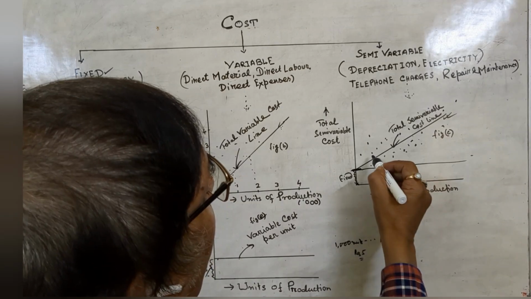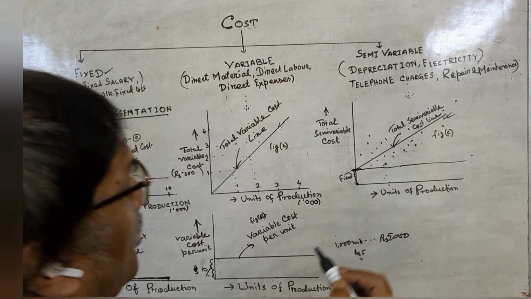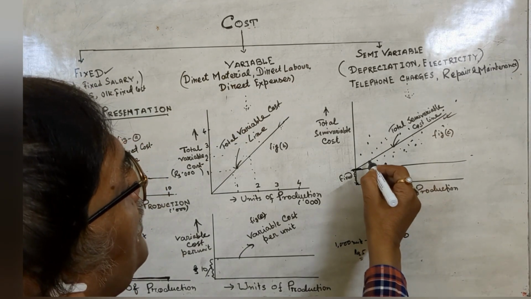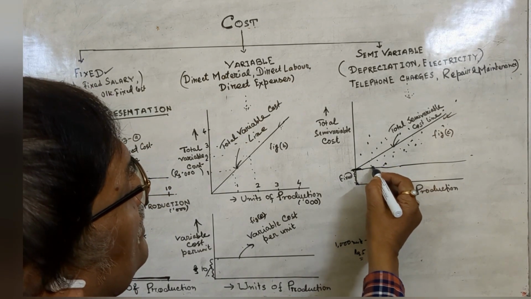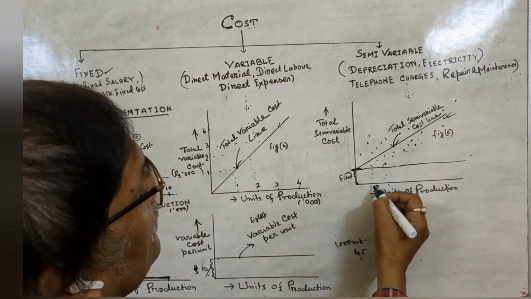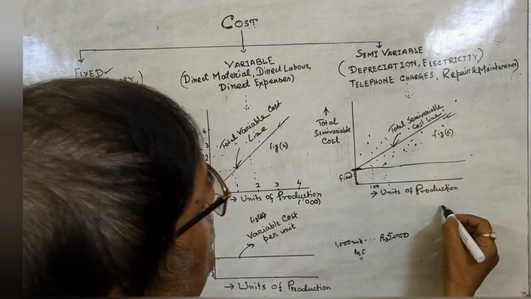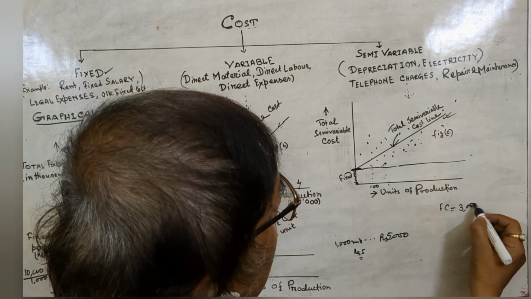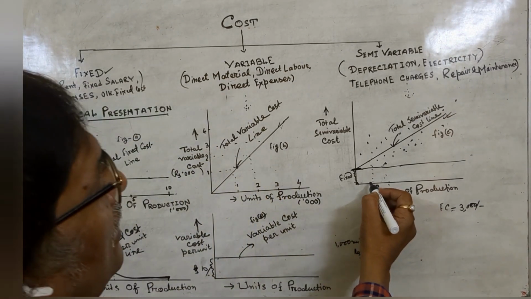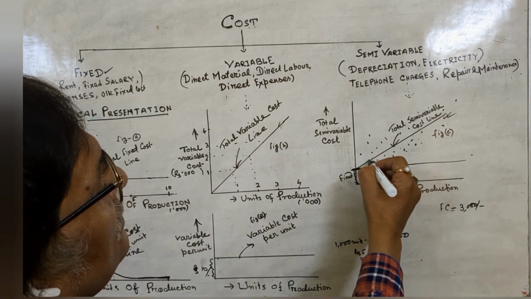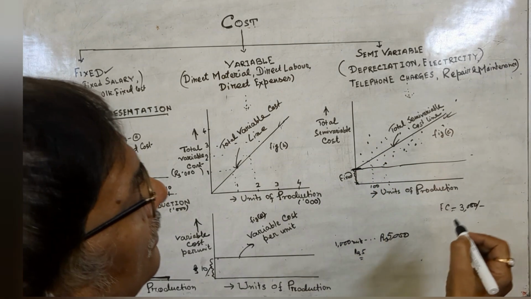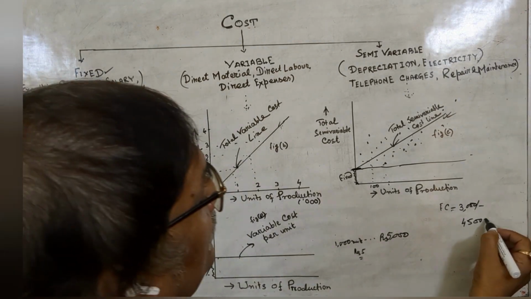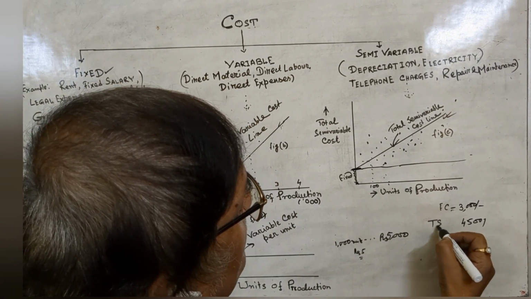If you know the fixed cost, then it is no problem at all to find out the variable cost per unit. Say this is 100 units and your fixed cost from the graph comes to rupees 3,000, and at 100 units the total semi-variable cost comes to 4,500 rupees.